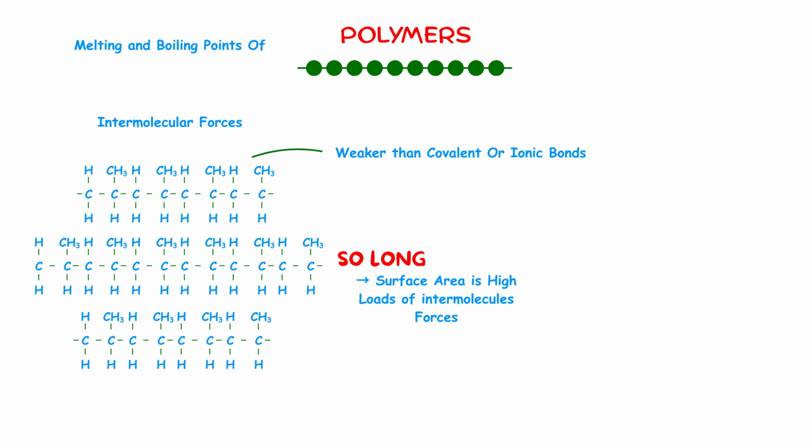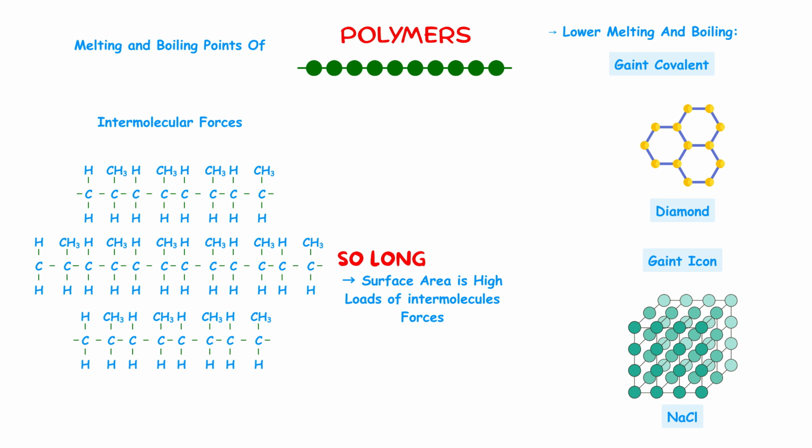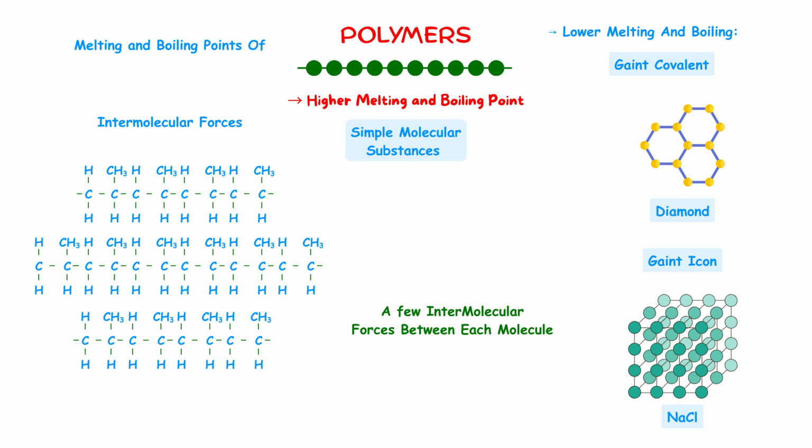This is why polymers, even though they don't require the extreme heat needed to break covalent bonds, still tend to have relatively high melting and boiling points. They do not melt as easily as simple molecular substances like oxygen or chlorine, which only have a few weak intermolecular forces. However, they do melt more easily than giant covalent structures like diamond or giant ionic compounds like sodium chloride. This is exactly why most polymers remain solid at room temperature. They have enough intermolecular bonding to maintain a stable, solid form under normal conditions.